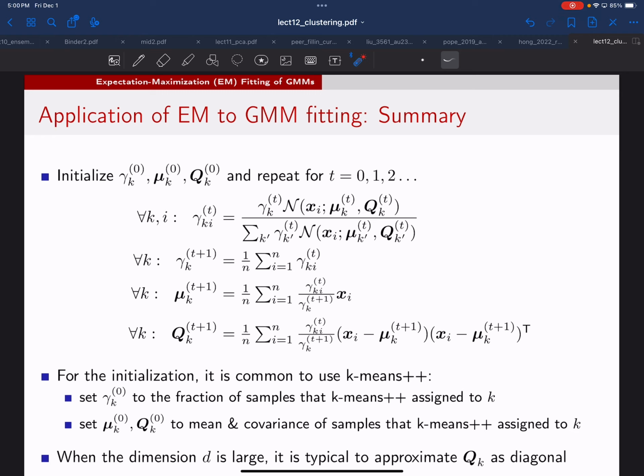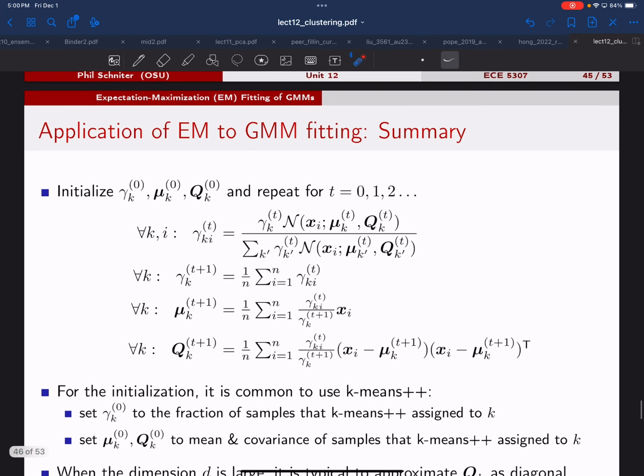A couple more details. We need to initialize it well, so it's common to use k-means plus plus clustering. So you do k-means, that gives you a hard clustering, and you set your initial gamma k's to the fraction of samples that k-means assigned to cluster k. And you can set your mu's and q's to the mean and covariance of the samples that k-means assigned to k. So just empirical means and covariances.